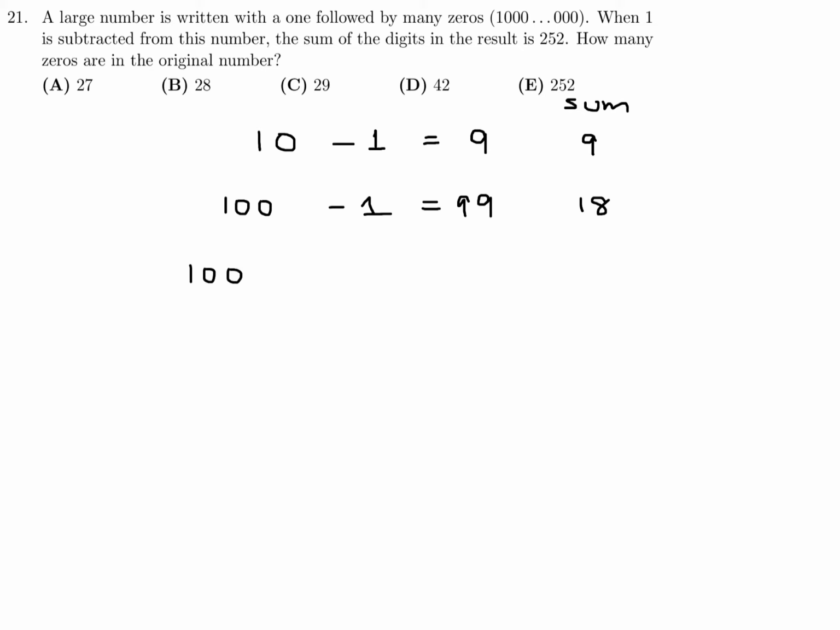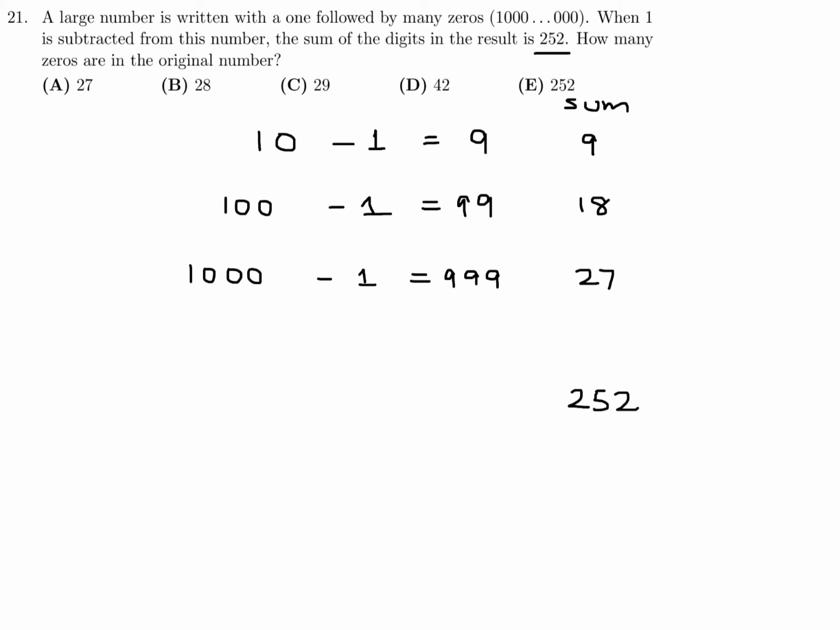If it was 1,000, that original number, and you subtracted 1, the result would be 999. Sum of the digits is 27. You get the point. So what they've done is they've told you this part, the sum. They've said that eventually you're going to have a situation where the sum is 252. And they want you to figure out how many zeros are in that number.